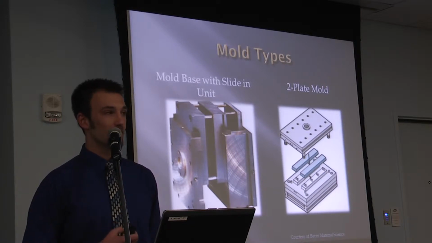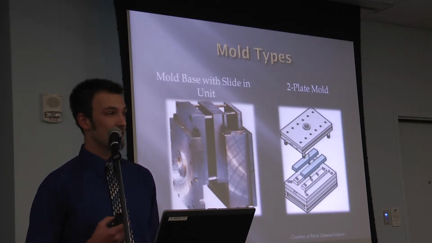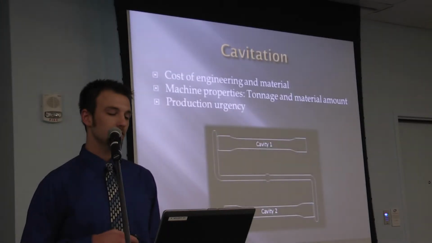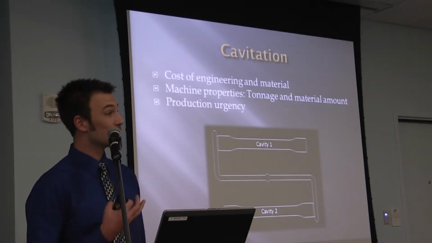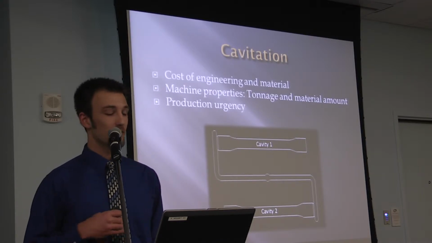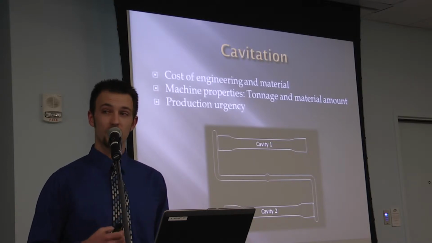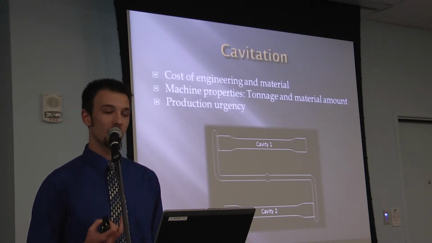The two-plate mold on the right shows us a single part design in one mold. Different aspects can be changed with different inserts, but not the entire part design itself. The cavitation is decided upon by three different factors. First is the cost. This is within the engineering of the actual mold, as well as the material within the runners. The runners are a common form of waste.